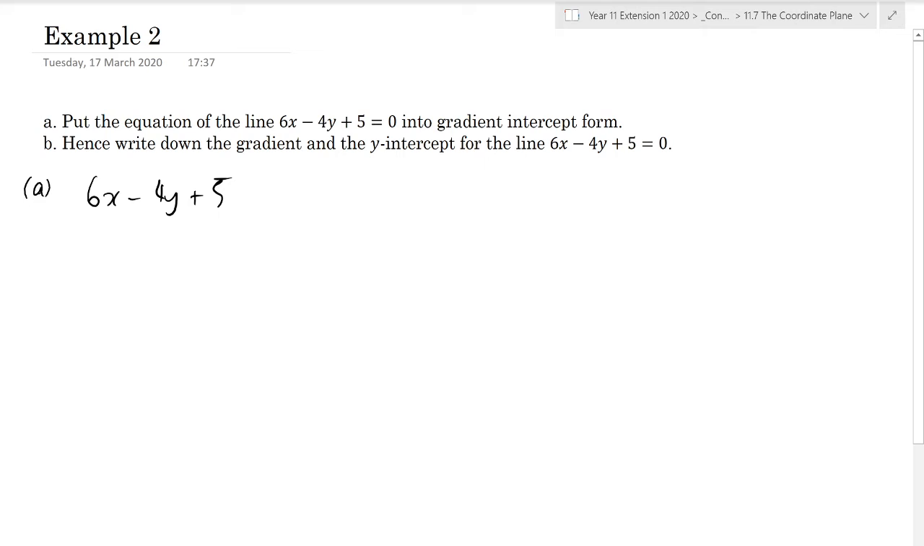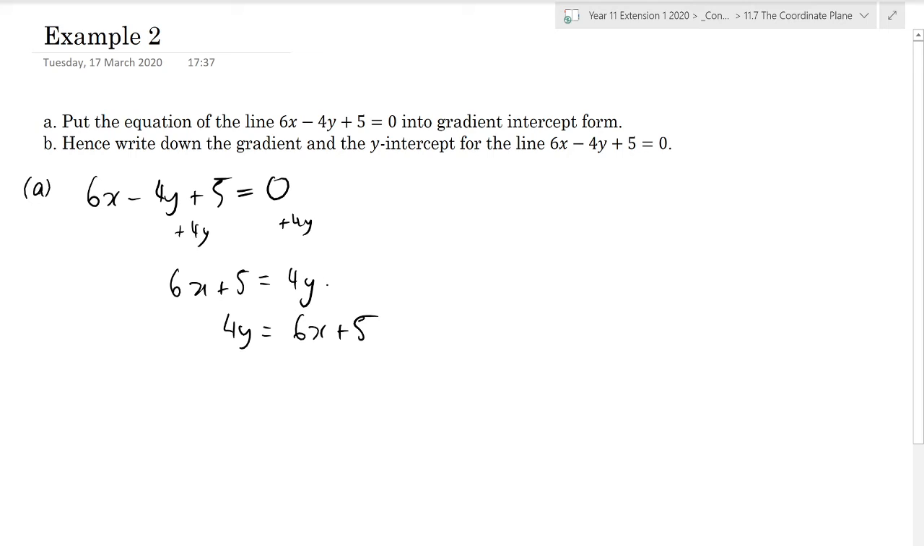So we want a positive y by itself. The easiest thing to do in this case would probably be to move the 4y over to the other side because it's negative already. So the opposite of minus 4y is plus 4y. That leaves us with 6x plus 5 is equal to 4y. Now I want to get the y by itself. I can rewrite this as 4y is equal to 6x plus 5. I'm allowed to rearrange it like that.